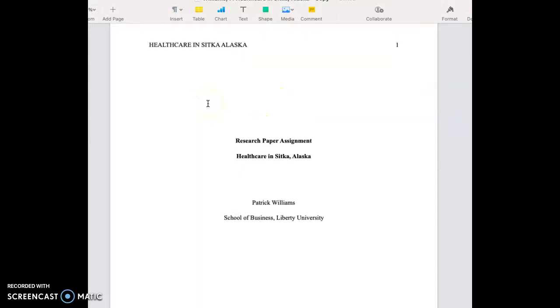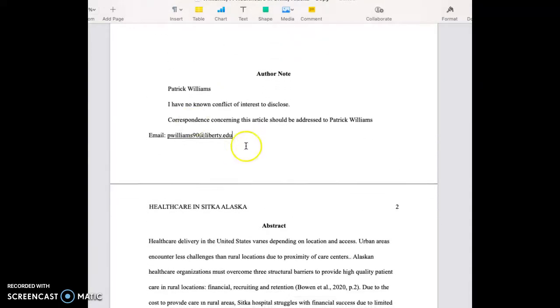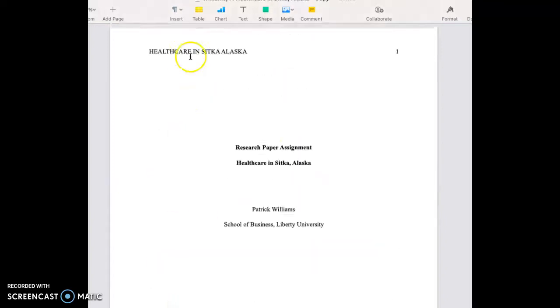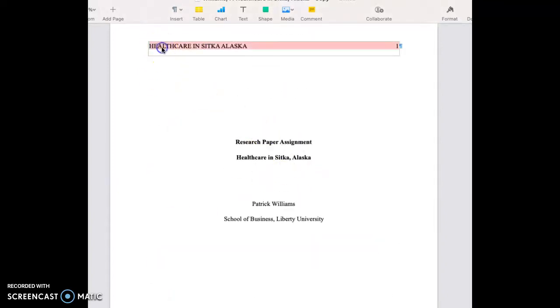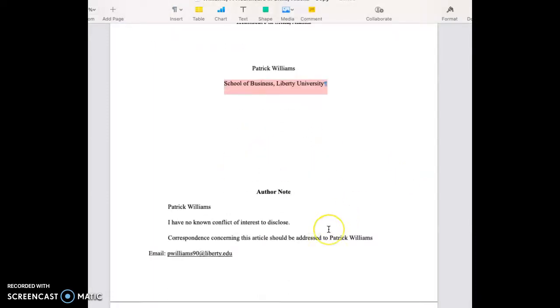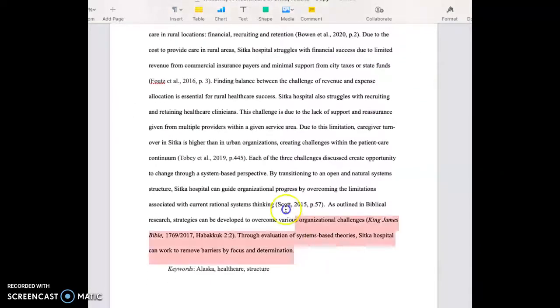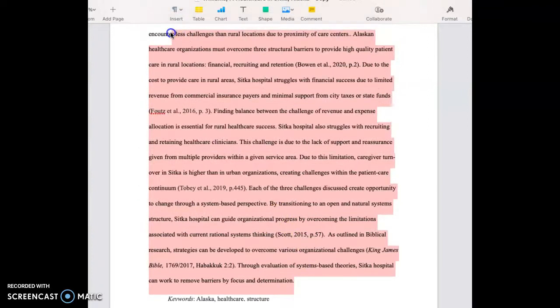I worked really hard to make sure APA Style 7 is what I'm following in relation to this paper, and I had a pretty good grade on this. So you don't have to put the conflict piece here, but as you can tell, you have to put your title and your page number here at the top, and then your assignment, your name, and then the name of the school. Abstract should be 100 to 150 words.